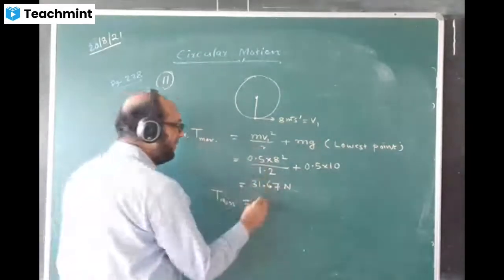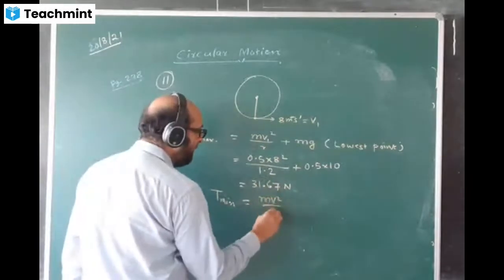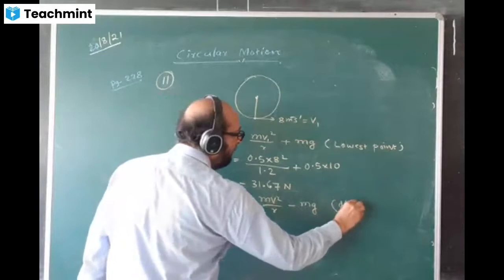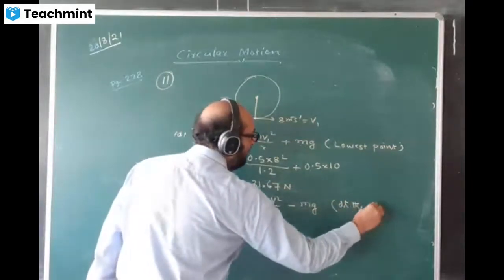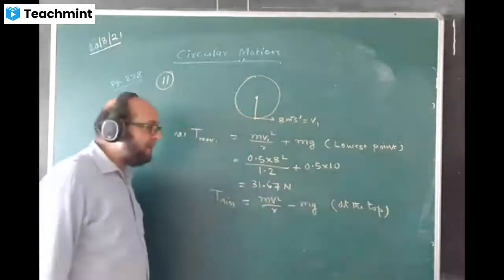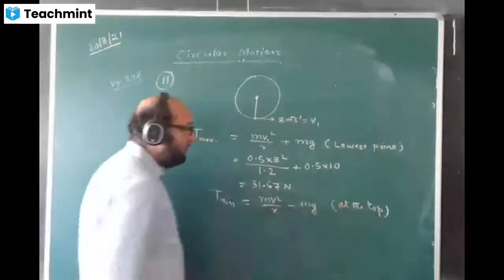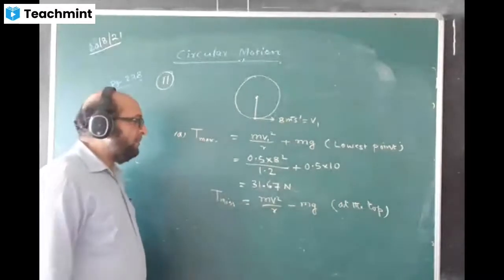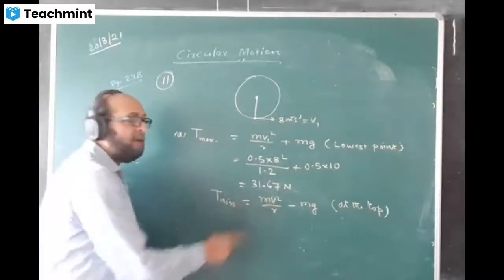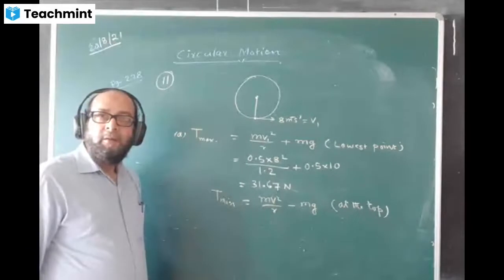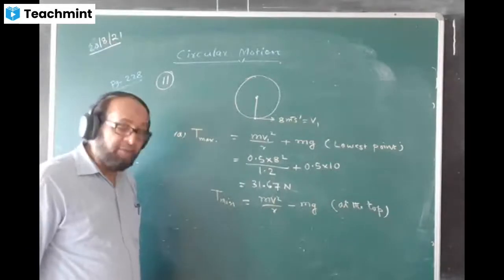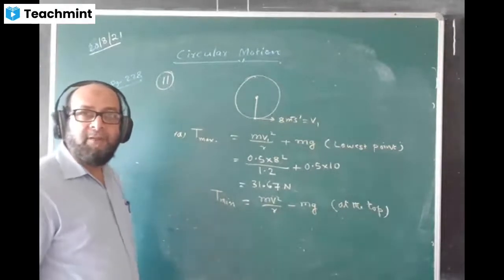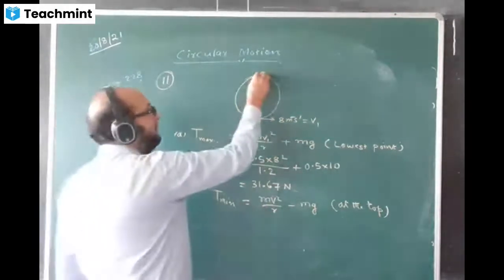The T minimum formula will be mv squared by r minus mg, and this will happen at the top. This is happening at the top. But what is the value of V out here? Tell me. We have to find it. That is the main point. It is not given here, not known. We have to find it. Very good.